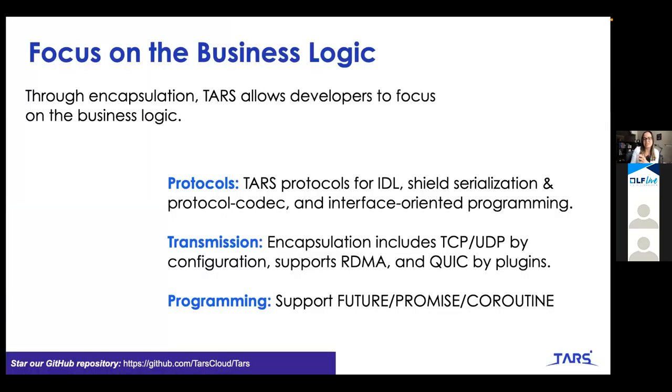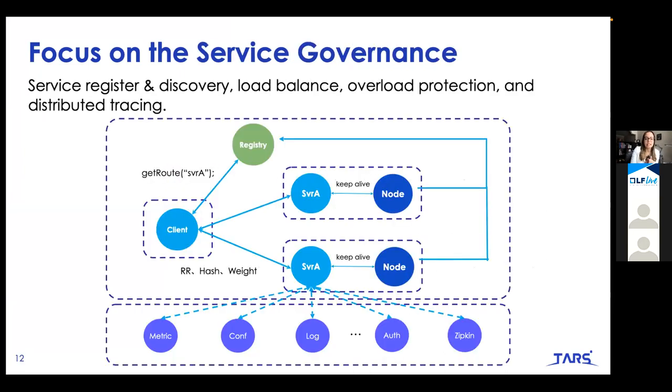So TARS helps developers to focus on the business logic. Through encapsulation, the microservice will be invoked across machines, and developers don't need to deal with communication problems such as timeouts and network anomalies. For that, TARS allows developers to use a variety of protocols, transmission, and programming techniques. TARS also focuses on service governance by providing features such as service register and discovery, load balance, overload protection, and distributed tracing.